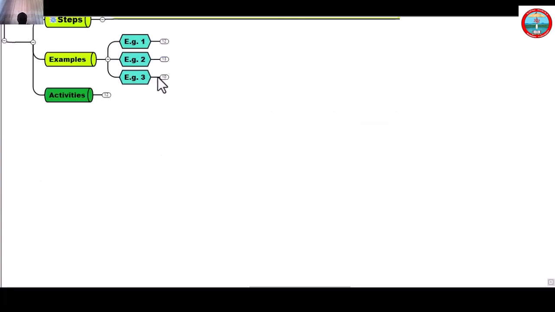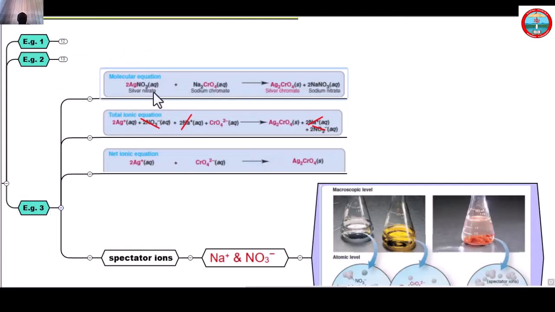Example 3, the molecular equation is given here. This is the molecular equation because it is undissociated, and check whether this molecular equation is balanced or not. So it is already balanced, and then change this molecular equation into ionic equation. Change those ionic compounds into ionic form, silver ion plus nitrate ion for this, and sodium ion plus chromate ion for this. This is written as it is because its physical state is solid, and then write this as an ionic form, sodium ion plus the nitrate ion.